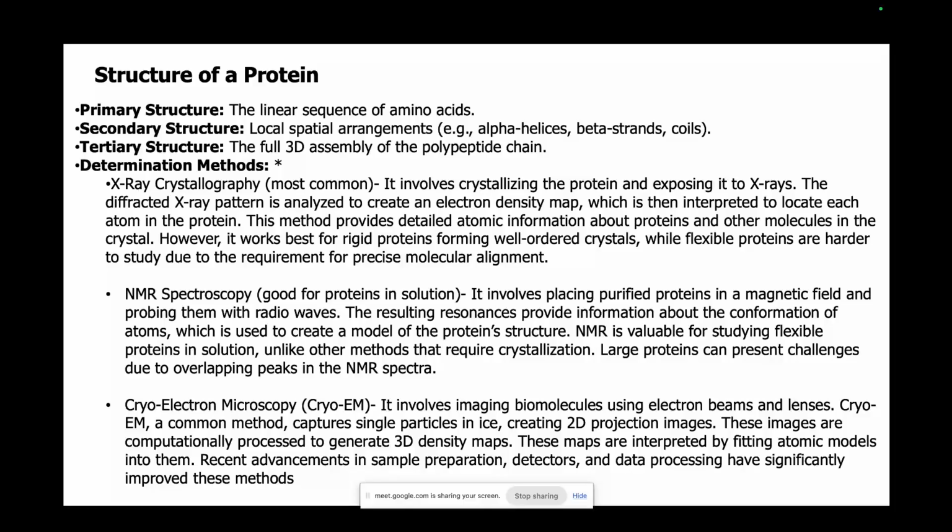So it captures these single particles, creating 2D projection images. And if you have multiple of those 2D projection images, computationally it is possible to generate 3D density maps from them. Now these maps are interpreted by fitting atomic models into them, and recent advancements in sample preparation, detectors, and data processing have significantly improved these methods. Mostly cryo-EM. Cryo-EM is now very effective and very widely used.